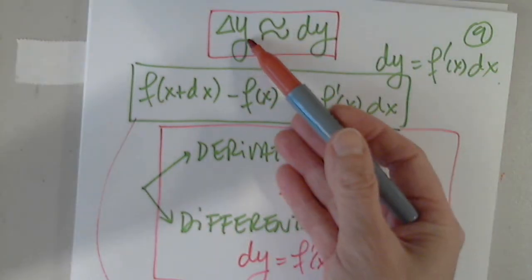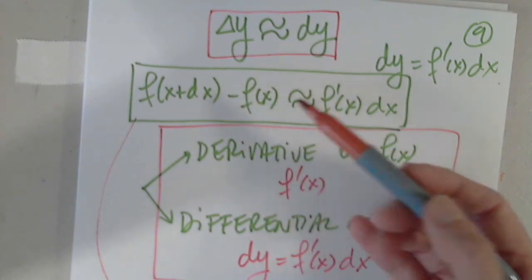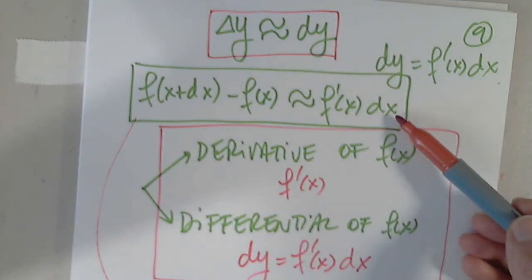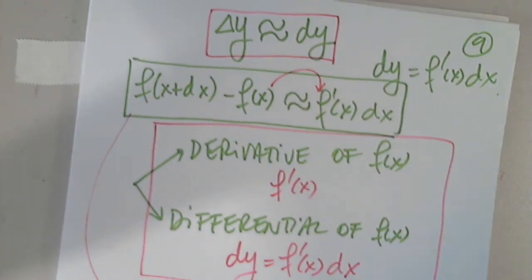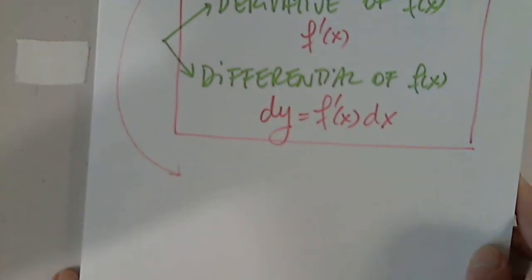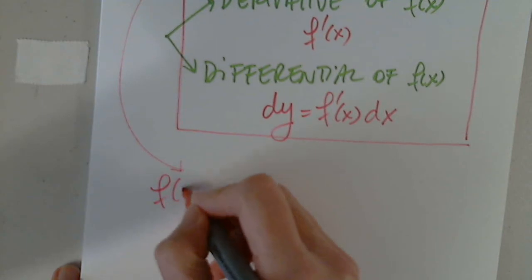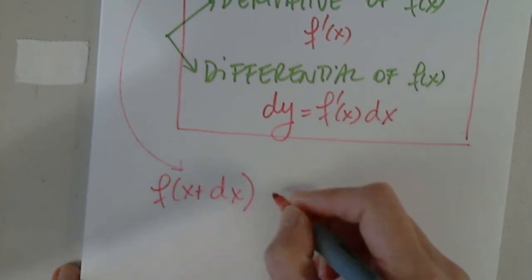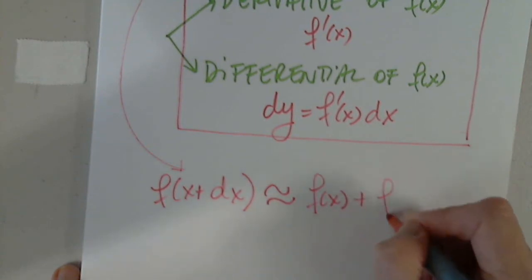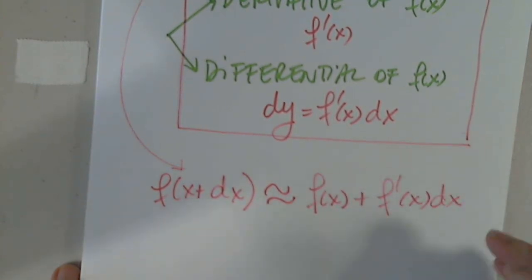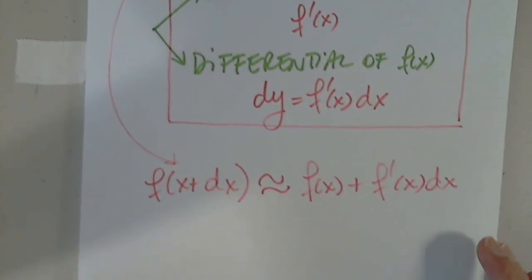What is the exact error? f of x plus dx minus f of x. What is the differential? f prime of x dx. What I'm going to do is move the function to the other side. I'm adding the function to both sides. So f of x plus dx is approximately f of x plus f prime of x dx. It's an important result for Calc 2. When you get to series, Taylor series, etc., it's a very important result.